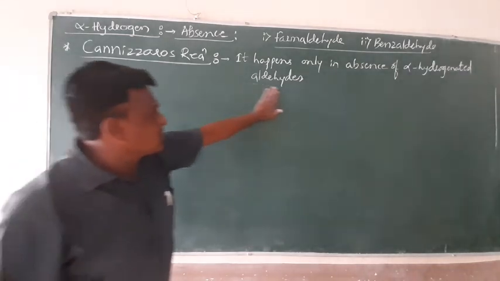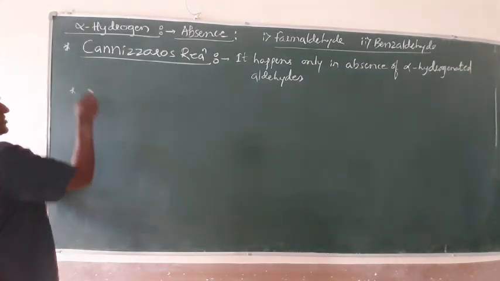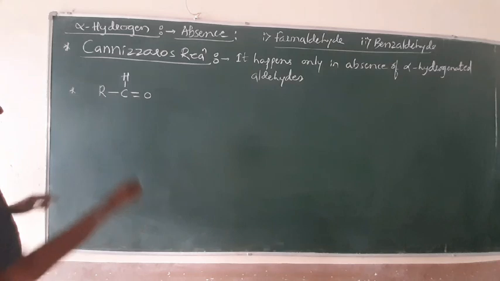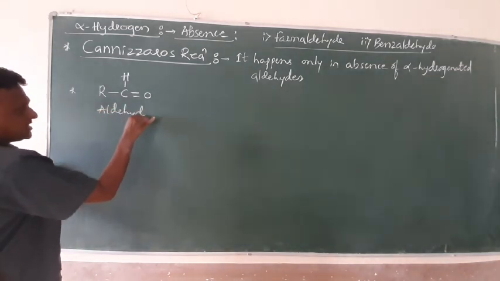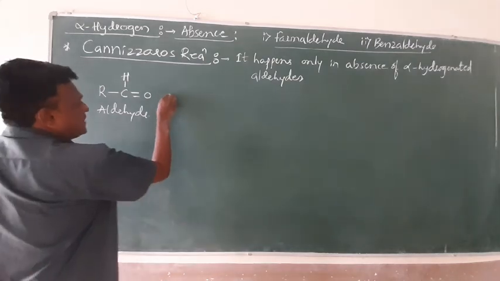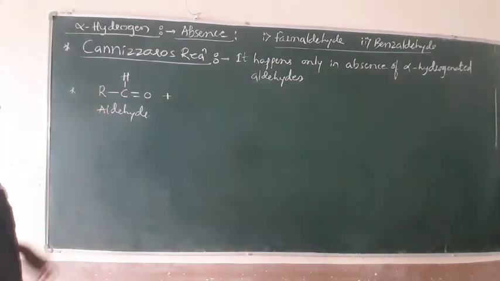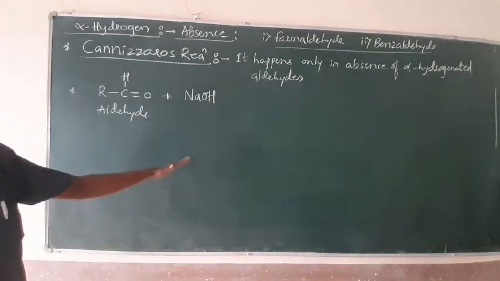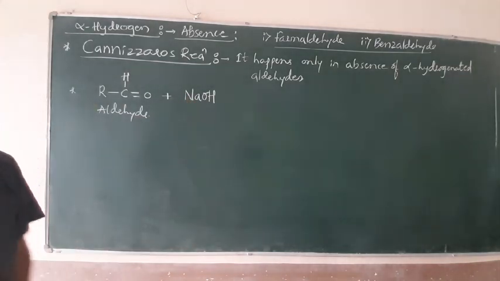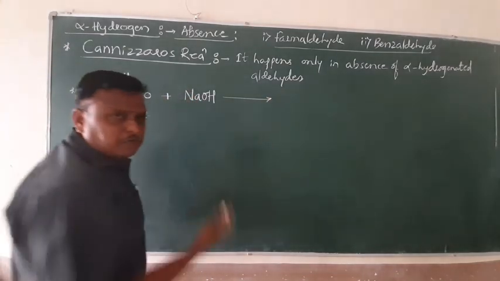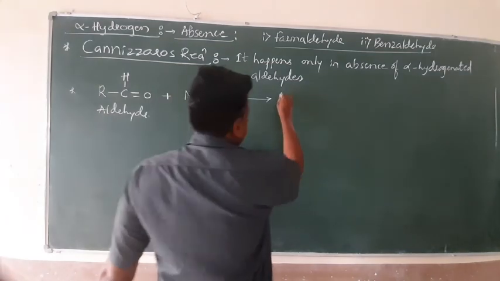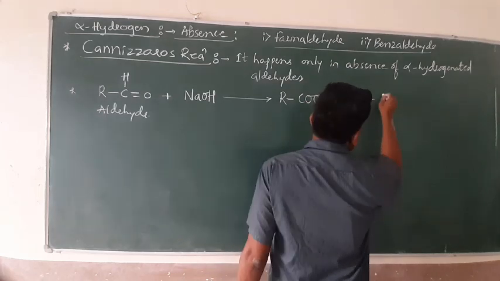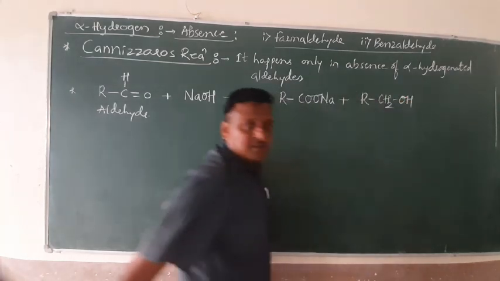So what happens, or what is the meaning of Cannizzaro's reaction? A wonderful, simple reaction. I start with the general one. This RCHO is your aldehyde. Keep in your mind, this aldehyde does not contain alpha hydrogen. When this aldehyde reacts with an alkali, caustic soda or potassium hydroxide, potash, concentrated, around 50%, the products formed are RCOONa and RCH2OH.